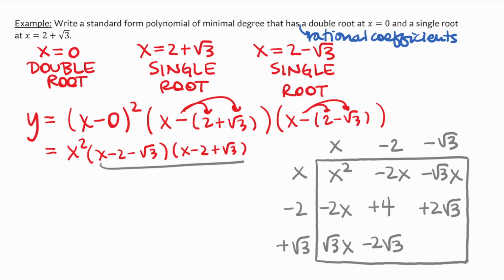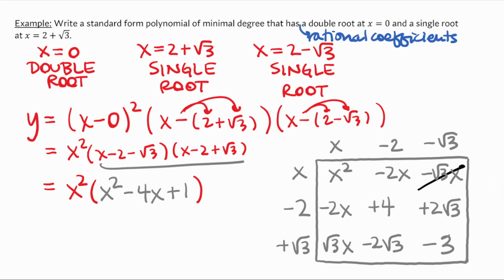Okay, now positive square root of 3 times the negative square root of 3, that's going to be negative 3. All right, now I'm going to combine all these terms together. And notice how the negative root 3 x and the positive root 3 x canceled, and the positive 2 square root of 3 and the negative 2 square root of 3 canceled. You'll see that happen every time if you work enough of these problems. You'll recognize that pattern. That's really the mechanism that serves to ensure that we've got rational coefficients to our polynomial.